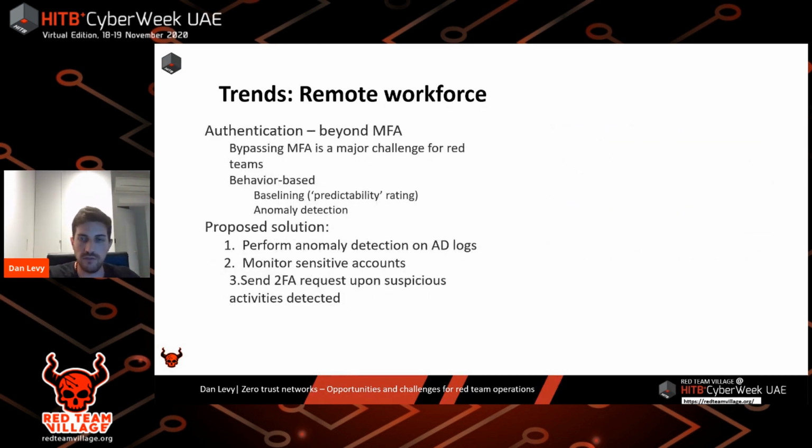So if we remain on the theme of remote workforce, another very important theme is two-factor authentication. As you all know, bypassing two-factor authentication in red team operations can be a headache. And what we're seeing more and more is solutions that propose behavior-based detection, which is more risk-based, less yes access or no access. It's a less binary access, but more based on behavior and risk ratings. So there are many solutions arriving that propose anomaly detection and monitor access based on this. So how does it work?